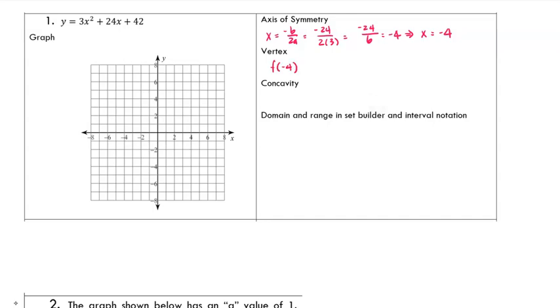My vertex, I am going to put my x in. And so that becomes 3 times negative 4 squared, plus 24 times negative 4, plus 42. I believe this is negative 6, so that implies that f of negative 4 equals negative 6, and therefore my vertex is negative 4, negative 6. Negative 4, negative 6 right here. Here is my axis of symmetry.